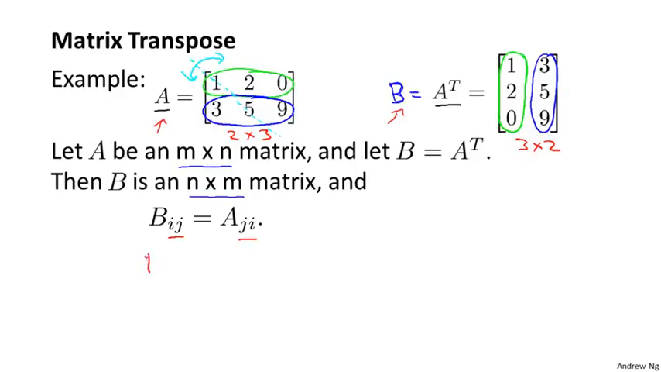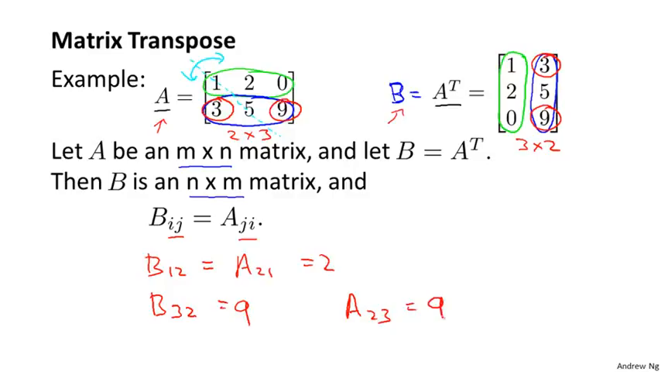So for example, B12 is going to be equal to, look in this matrix B, this element 3, right? First row, second column. And that's equal to A21, second row, first column, right? Which is equal to 3. And another example, B32, right? That's this element 9. And that's equal to A23, which is this element up here, 9. And so that wraps up the definition of what it means to take the transpose of a matrix.